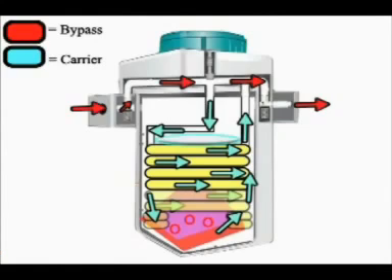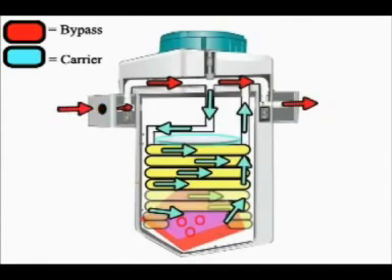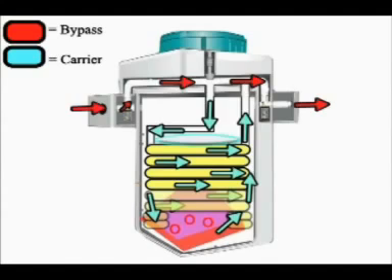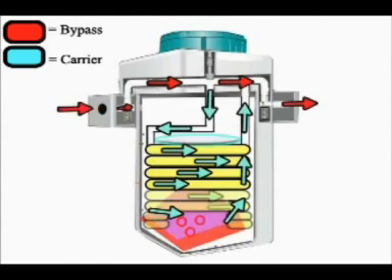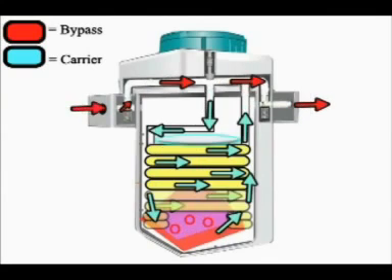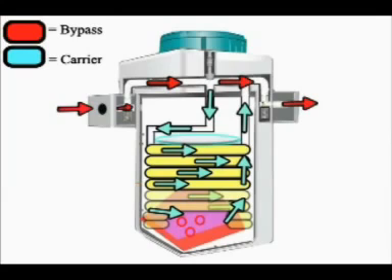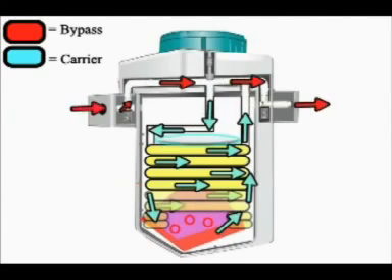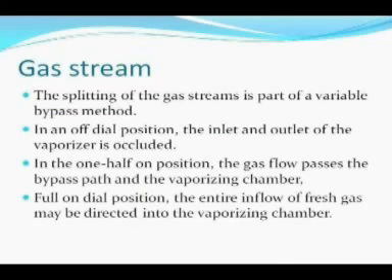The concentration dial operates a valve which splits incoming fresh gas into two streams. First, the bypass path, in which the stream continues to flow out of the vaporizer without being exposed to agent vapor. Second, the carrier gas enters a path to the vaporizing chamber in which there is liquid agent. The splitting of the gas streams is part of a variable bypass method.